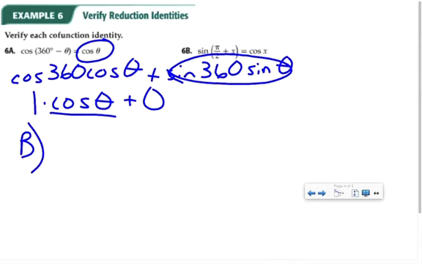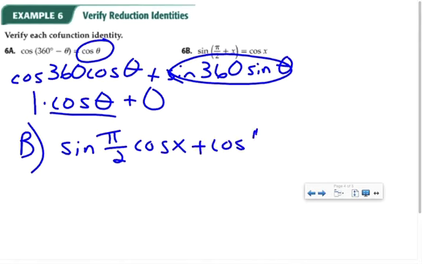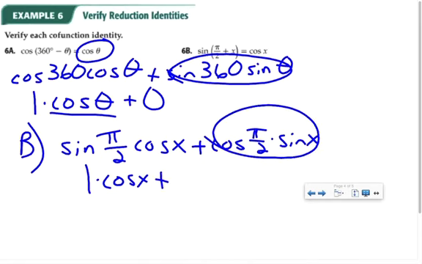In part B, I have the sine of a sum. So that's going to be the sine of pi over 2 cosine of x plus the cosine of pi over 2 times the sine of x. The sine of pi over 2, again, that's 1 times cosine of x plus this is still 0. And when I simplify this, I just have cosine x, which is exactly what I was aiming for.